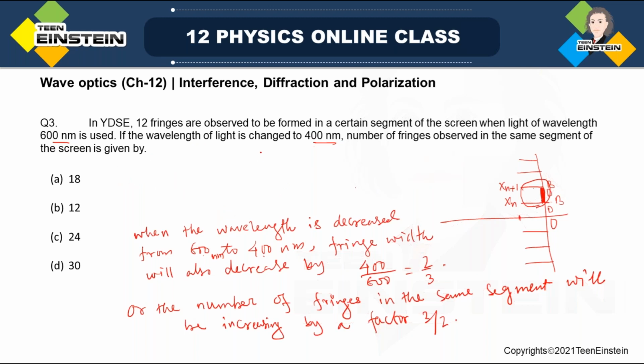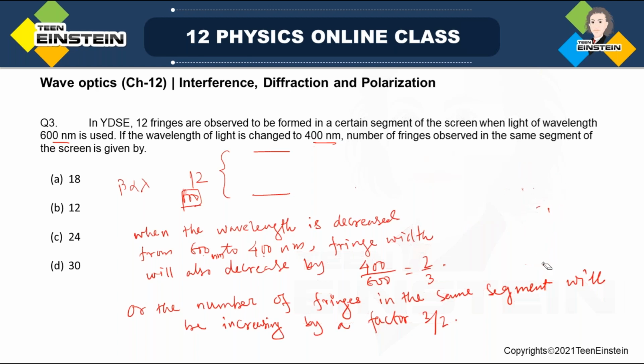Suppose earlier there was a segment like this where there were 12 fringes total, with 600 nanometer wavelength. Now fringe width is directly proportional to lambda. Now this case can be even treated in this way also.